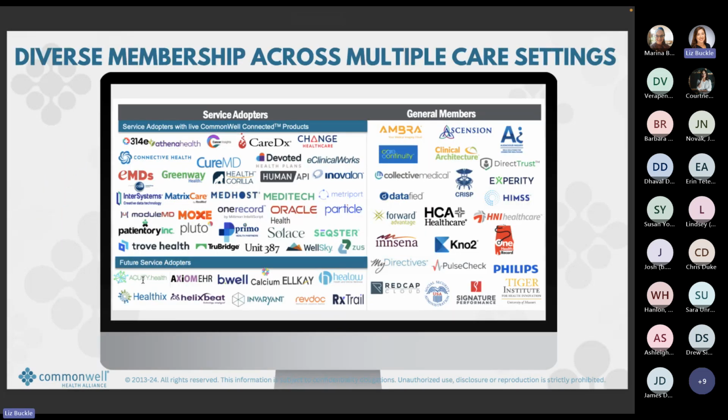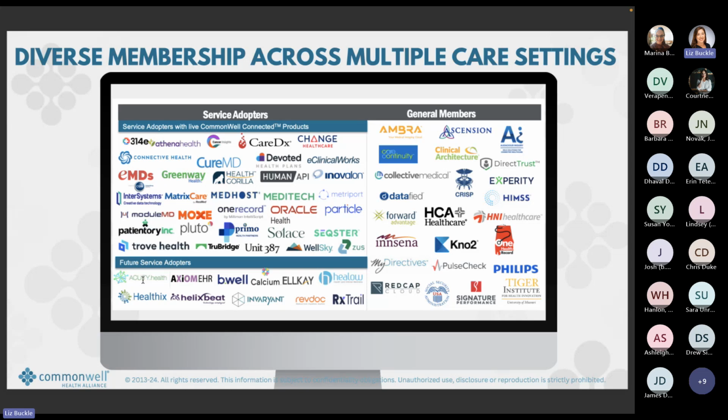So this is just a snapshot of the diversity in our membership. We have two different types of members here at CommonWell. We have general members who support the mission and vision of the Alliance. They participate within our community, in committees and in our fall summit, but they don't technically connect into the network. They may at a future time, if they have services or a product or solution that makes sense to connect in, or they may just support the Alliance.